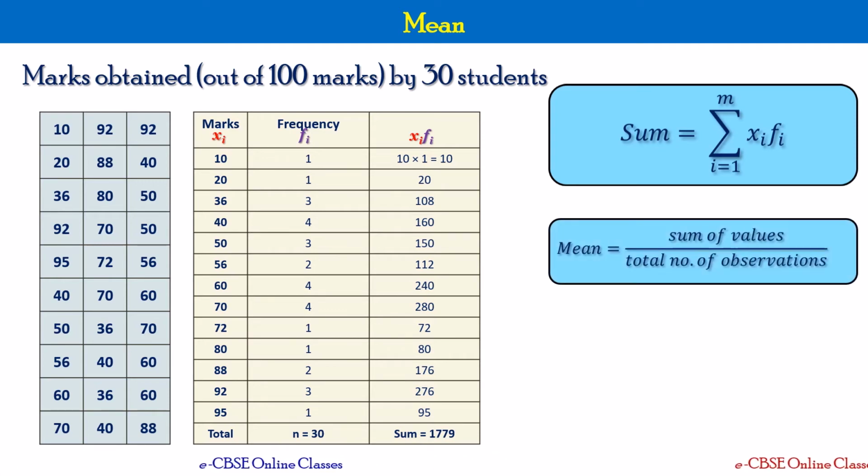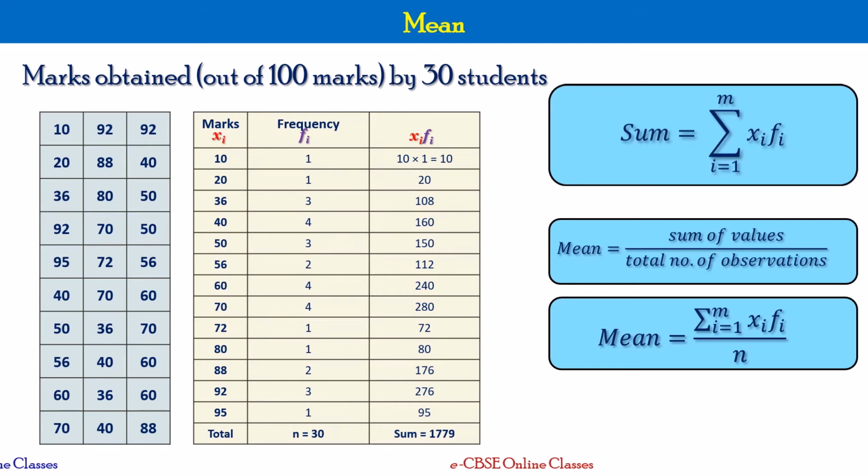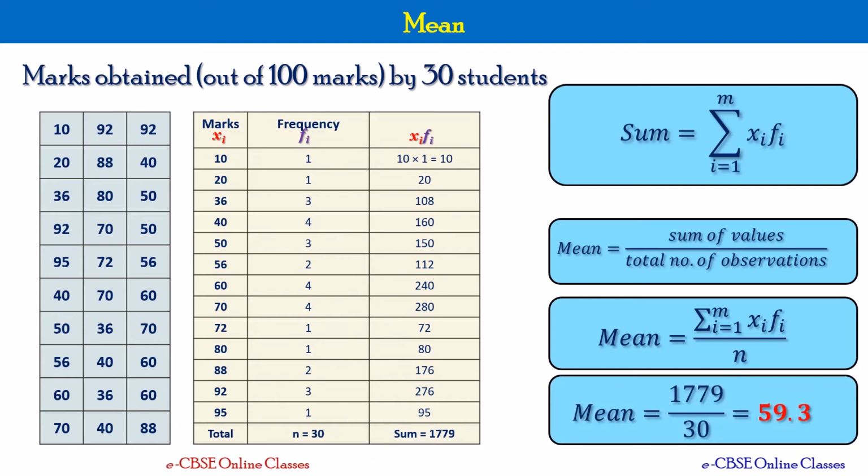Now, mean is nothing but the sum of values divided by the total number of observations, correct? And we have already calculated the numerator of this formula, that is 1779. The denominator is n, which is 30. So 1779 by 30 is equal to 59.3. See, you got exactly the same value for the mean using this method and the previous method, correct?